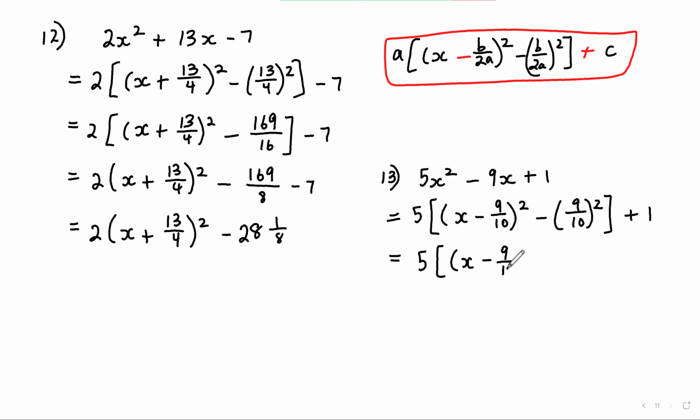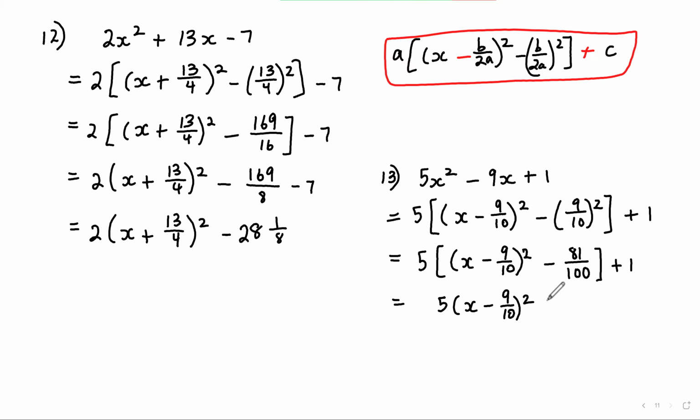It'll be, I think, 81. 81? Okay, yes, it is 81. It's 1 over 100. That's right, plus 1. Good. And 5x over 9 over 10 squared, minus 405.